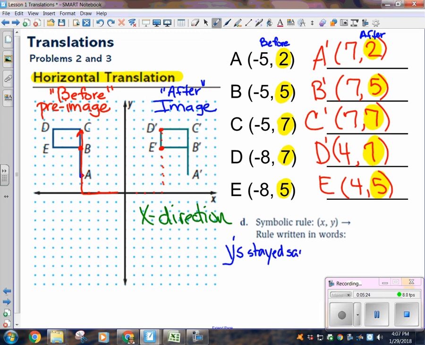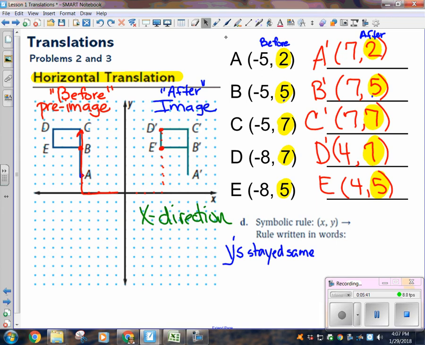Okay, I hope that makes sense to you. The second number is the y. It was comma 2, and then my new point is still comma 2. All right, for point B, it's comma 5, and in B prime, it's comma 5. So the y values didn't change at all. But the x values did.